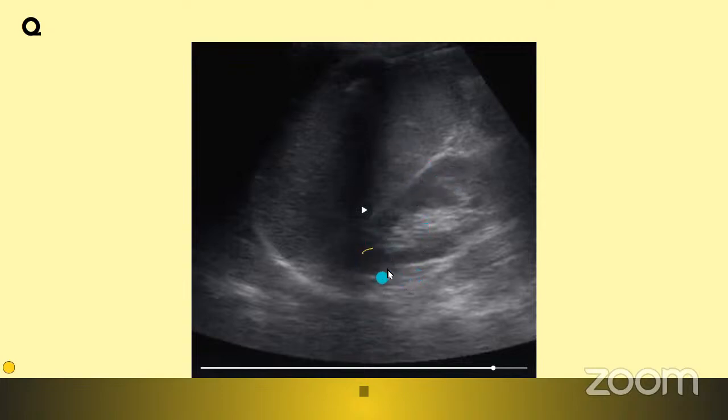Ah, yes, Deepak. Okay, you're marking something here. Are you trying to say it's more hyperechoic? Yeah, you can use the chat.